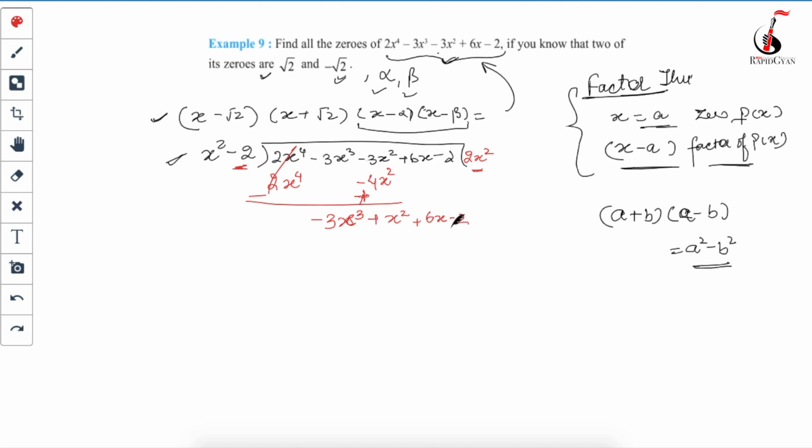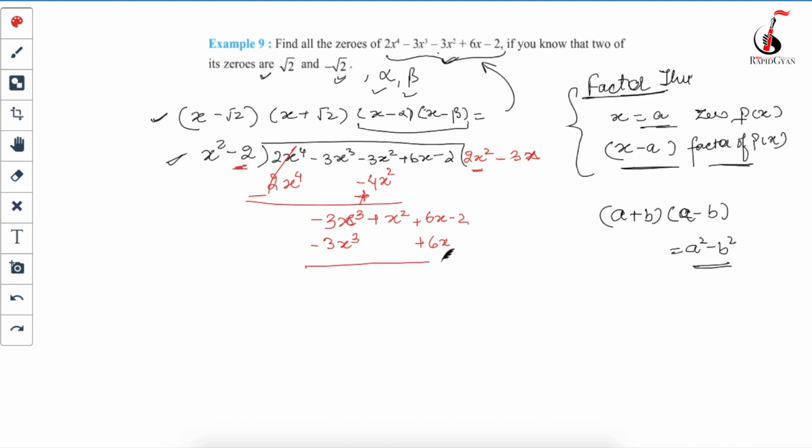Okay. Now you will have to divide minus 3x cube by x square. What will be your answer? Your answer will be minus 3x. If you multiply minus 3x with x square, you will get minus 3x cube. If you multiply minus 3x with minus 2, this will be plus 6x. So again I will write plus 6x over here. Why will I write it here? Because the power of x is 1 and here also the power of x is 1.